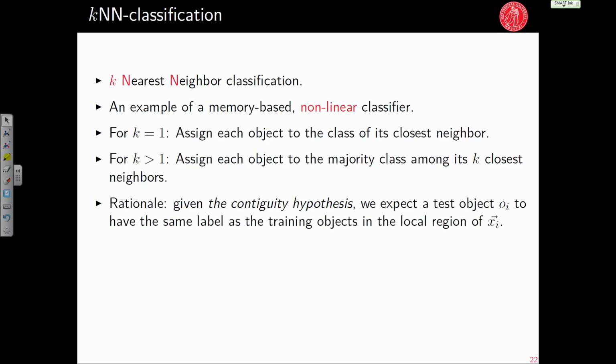And again, why would this work? Because we have this contiguity hypothesis, we can expect the test object that we want to classify to have the same label as the training objects in the local region. We said that classes make up contiguous regions in the space. So when we want to classify a new object, if its neighbors are of some class, then it's probably also of that class.